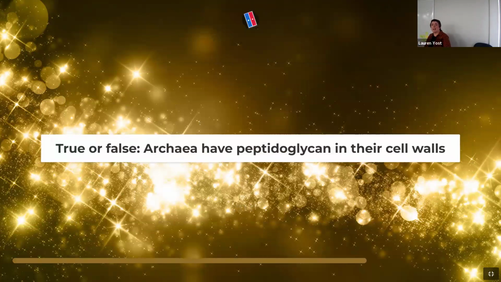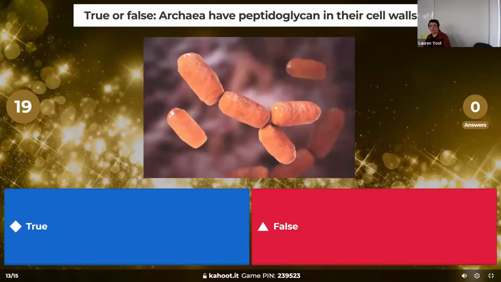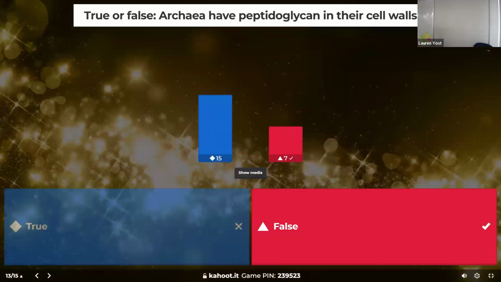All right, true or false, archaea have peptidoglycan in their cell walls. Looks like little beanie weenies. All right, yeah, exactly like Vienna sausages is what it looks like.